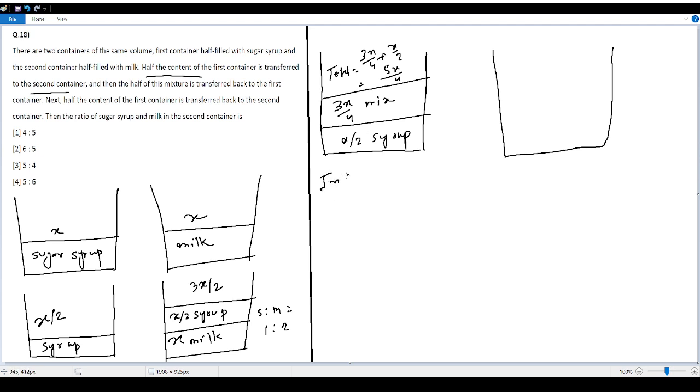Now in this 3x by 4 mixture that came in, what is the syrup to milk ratio? 1 is to 2, right? 1 is to 2. So that means what is the amount of syrup?